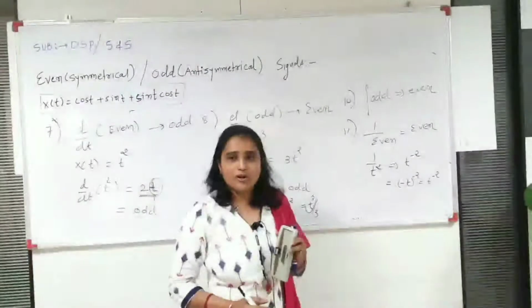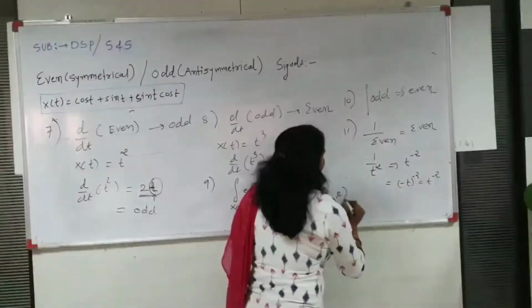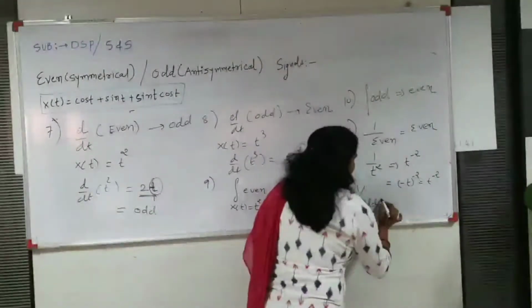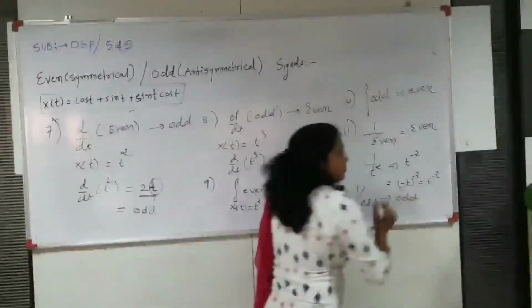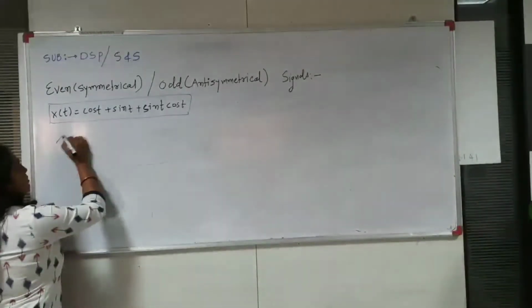So 1 upon an even signal is always an even signal. In the same way, 1 upon an odd function is always an odd signal. So now, using this property, we are solving this type of example.